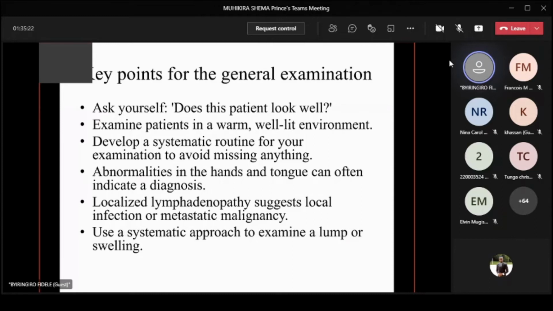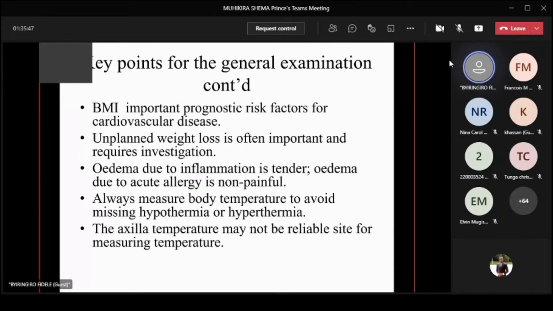Other key points: the BMI is important for the prognosis and risk factors for cardiovascular disease. Unplanned weight loss is often important and requires thorough investigations. Edema due to inflammation is tender. Edema due to acute allergy is non-painful. Always measure the body temperature to avoid missing hypothermia or hyperthermia, and the axillary temperature may not be a reliable site for measuring the temperature. Any question here?